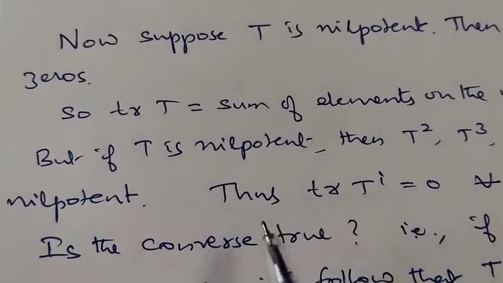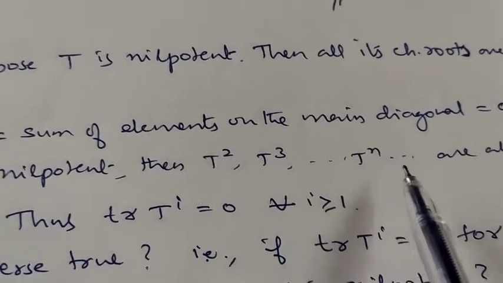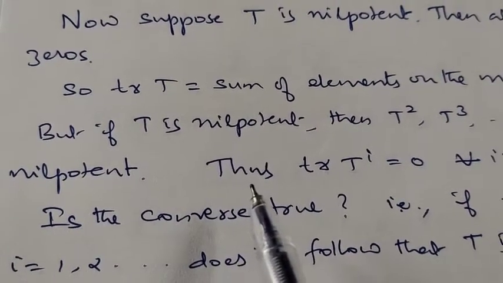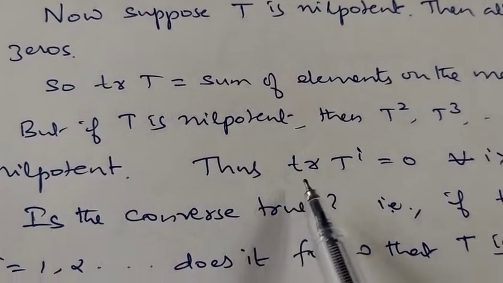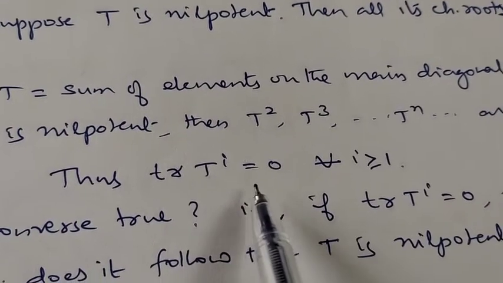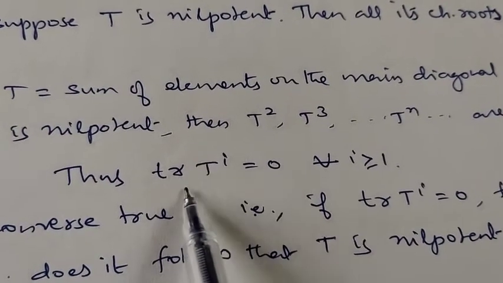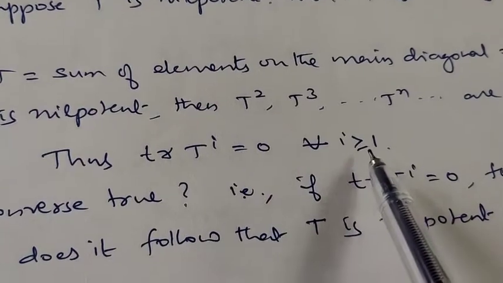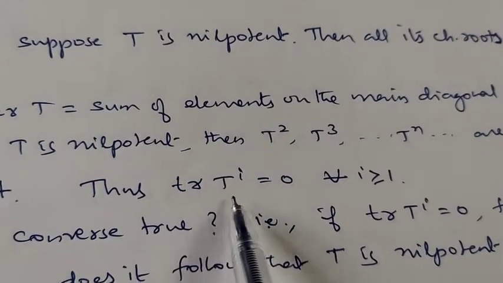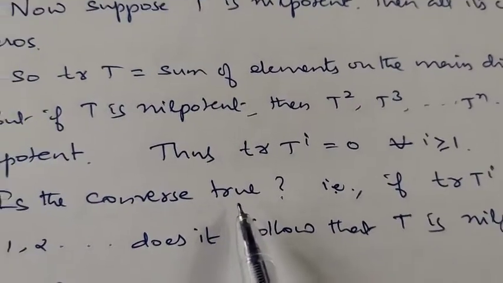But we know that if T is nilpotent, then T square, T cube, and any power of T are all nilpotent, because if T to the power k is 0, so are the higher powers. Thus the trace of T to the power i is 0, as we proved in the last class, for every i greater than or equal to 1. Now, can the converse hold true?